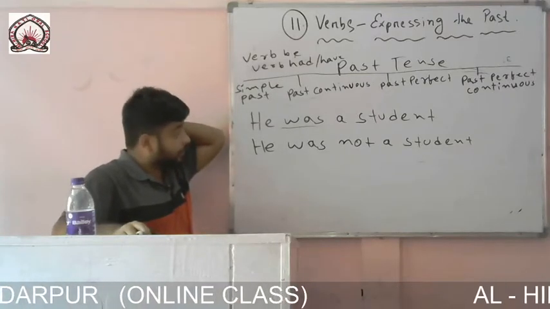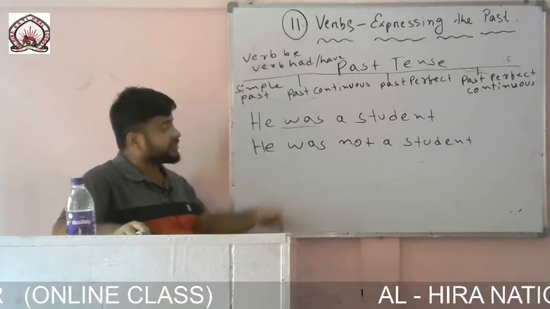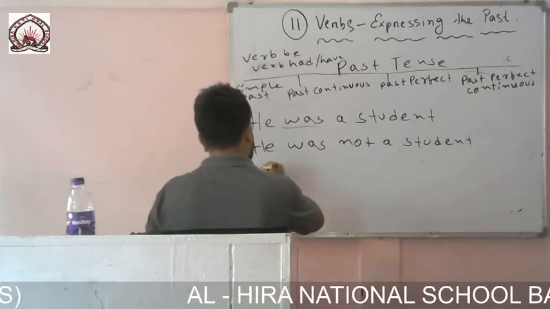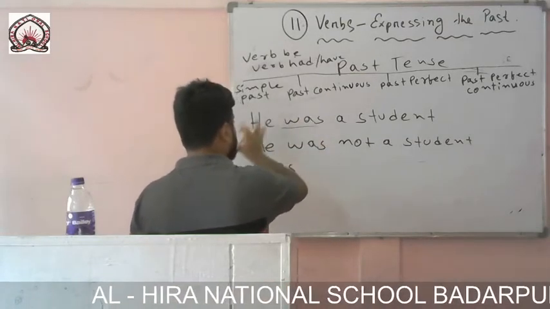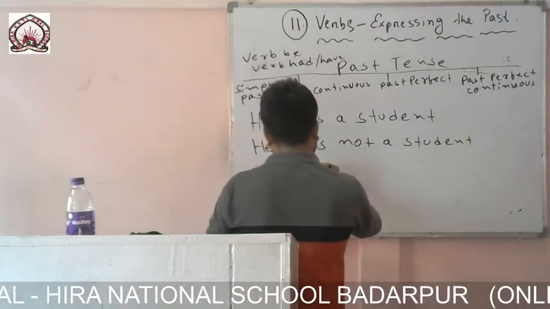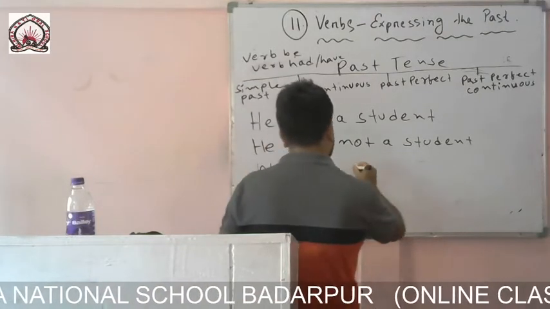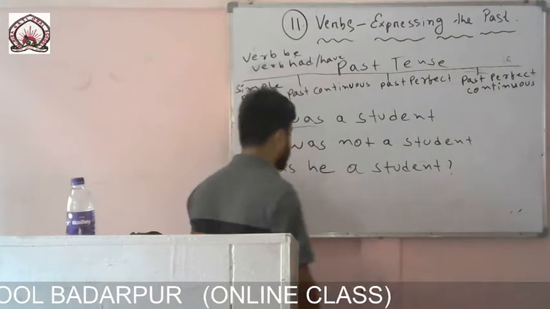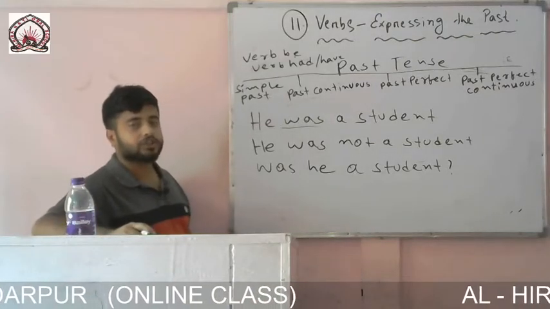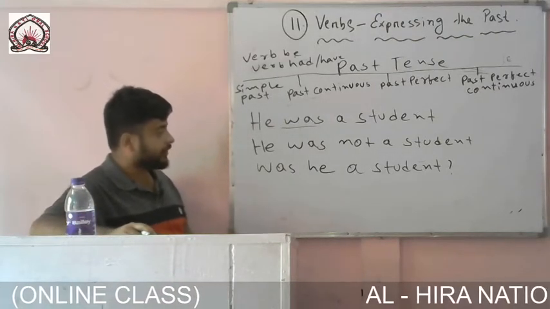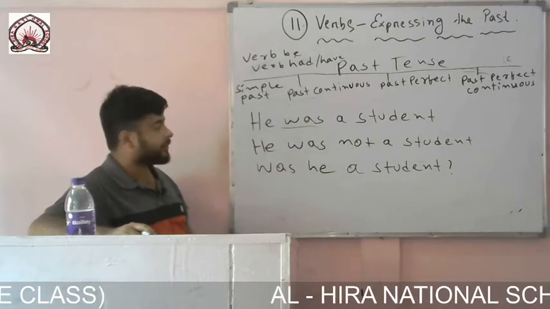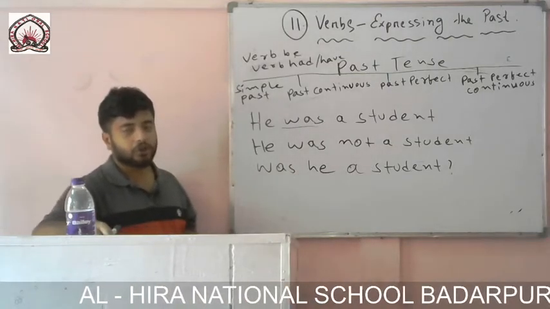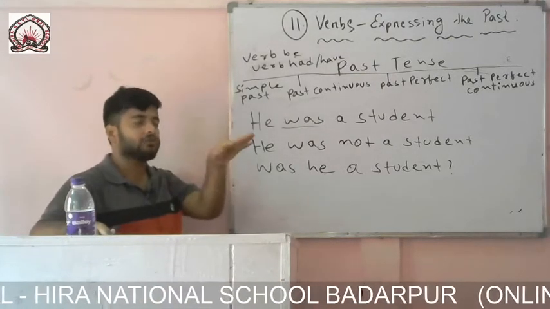Then if we want to change this sentence to interrogative, how can we change it? We will bring the auxiliary verb was in the beginning. Was he a student? Then, since it is interrogative, we write a question mark at the end. If we want to change this sentence into interrogative negative, then how do we change it? Was he not a student? Then a question mark at the end.